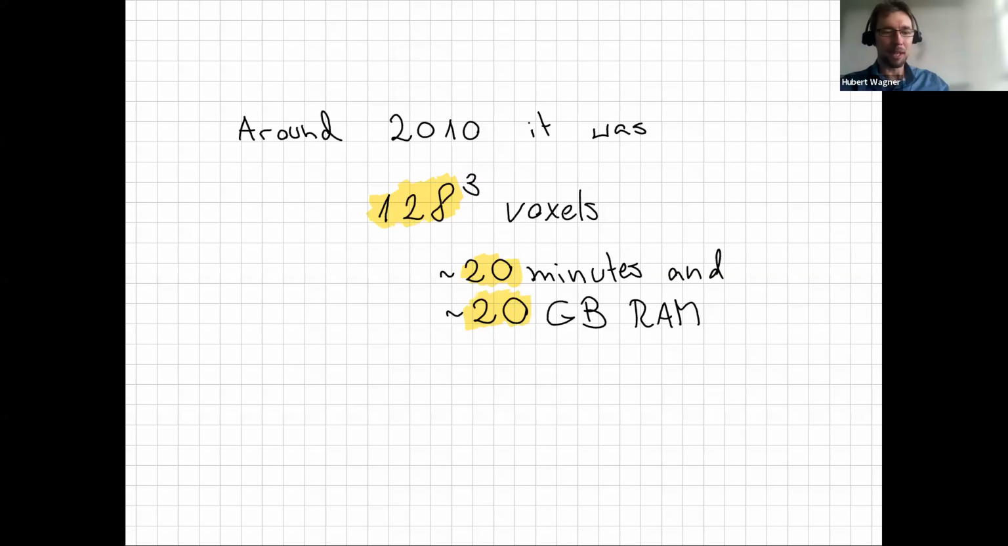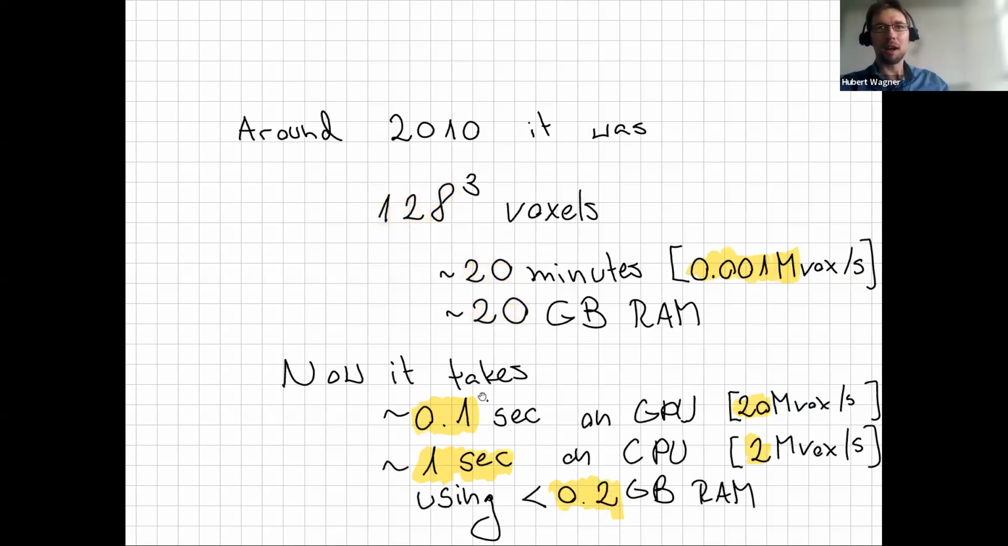voxels, was viable in 2010. It would take roughly 20 minutes and roughly 20 gigs of RAM. So most probably you couldn't really run it on a laptop at that time, but now you could. And now, this computation would take 0.1 second with a state-of-the-art GPU implementation, and it would use 100 times less RAM also.